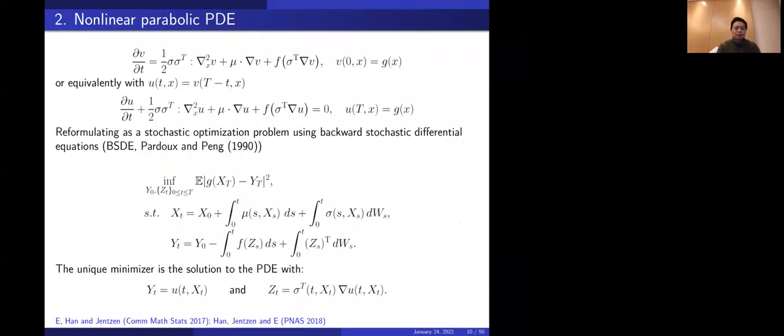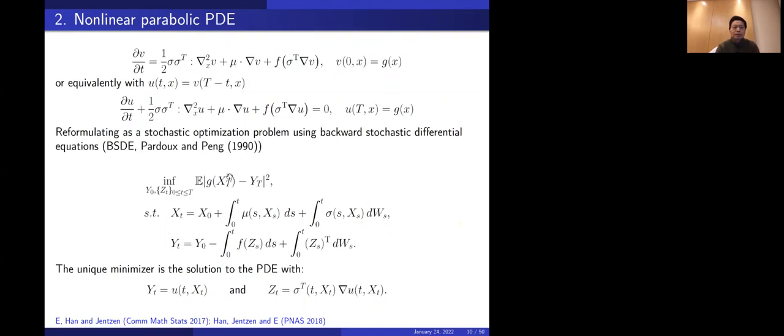The second example I want to just touch upon, not discuss in any sort of detail, is to solve high dimensional PDEs. This is a nonlinear parabolic PDE, an initial value problem. Now, this problem, with the help of so-called backward stochastic differential equation, BSDE. If you don't know BSDE, it's okay. Now we're just using BSDE to formulate this PDE problem, very much like a stochastic control problem.